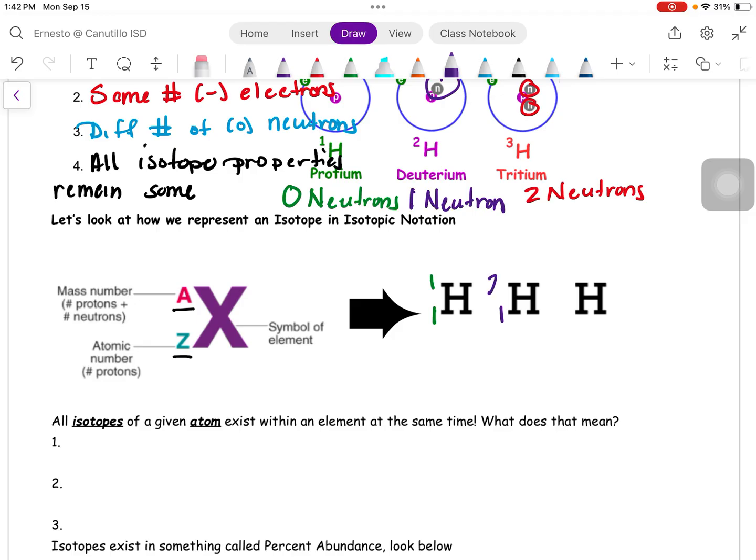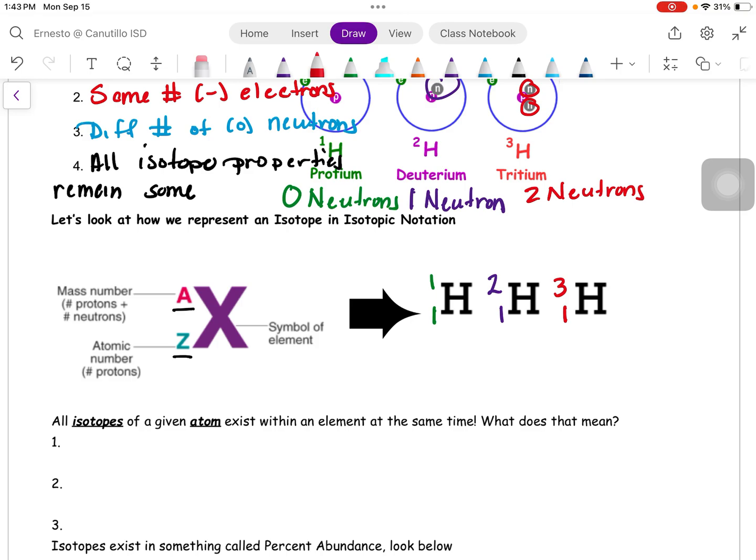However, the mass is now changed. It has now become 2, so I would write it as 2 in the top left-hand corner. And then finally for tritium, it's the same thing. The atomic number, once again, does not change, but the number of particles in the nucleus does change. Now we have 3. So these would be the isotopic notation of each of the isotopes of hydrogen.